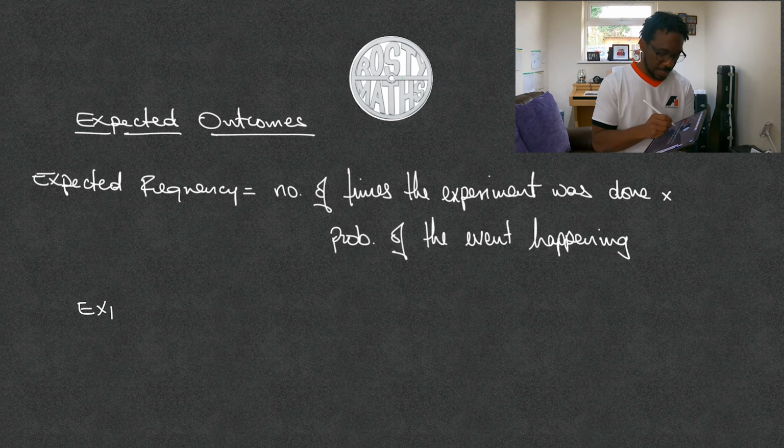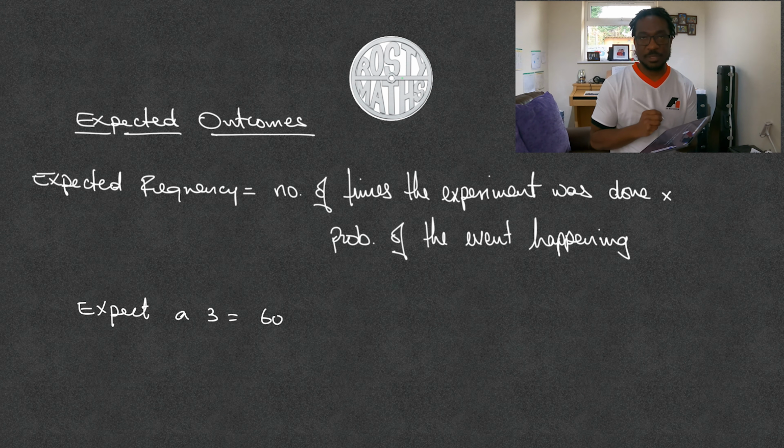So now I can say that the amount of times I expect to see a 3, so how many times would you expect a 3? Well, I rolled it 60 times, multiplied by the probability of getting a 3, which is 1/6. So I expect to see a 3 10 times. Okay, and that is it to expected frequency.